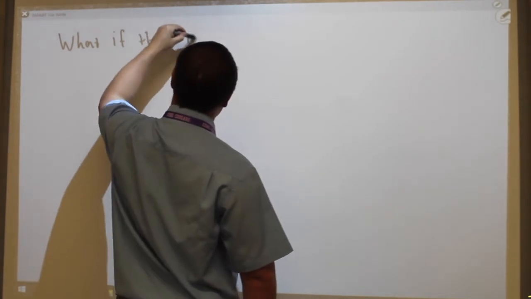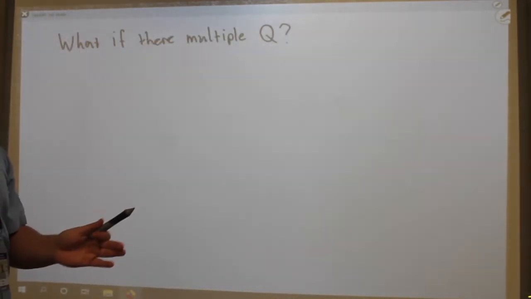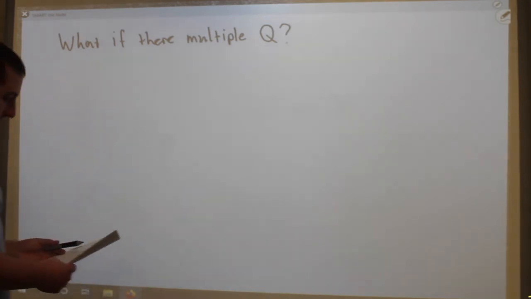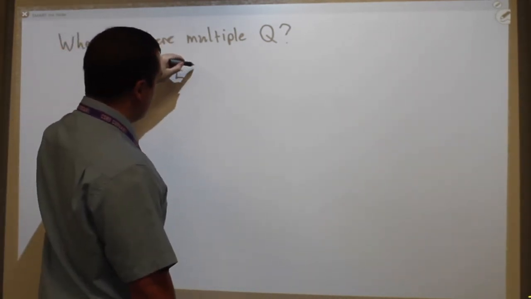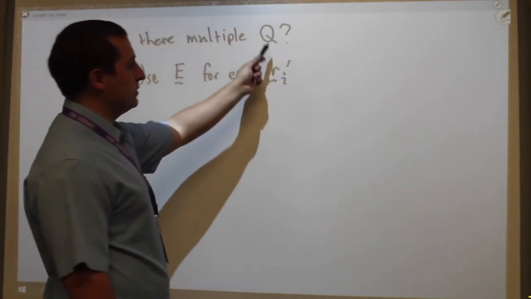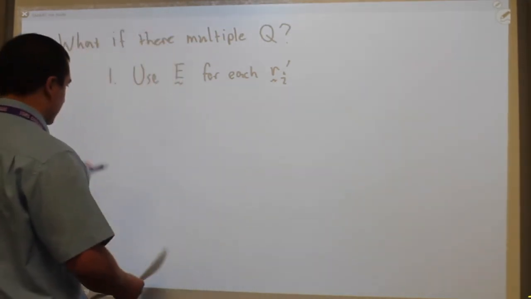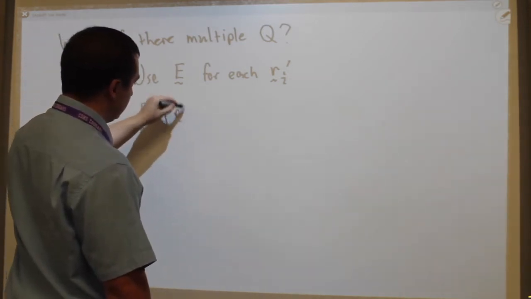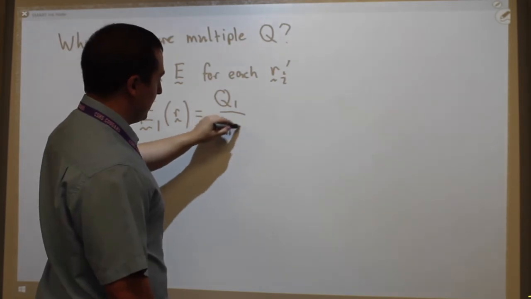Okay. Well, what if there are multiple q? So that's the electric field of one charge, wherever it might be. What if there are more of them? Well, I just use the electric field equation for each location of the Q. So we have enumerated the Q now with i, like Q1, Q2, Q3, Q4, and so on. So I could find the electric field of the first charge as a function of the position is Q1, so this is electric field 1, so I get Q1 over 4 pi epsilon naught.